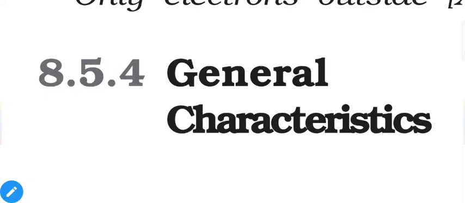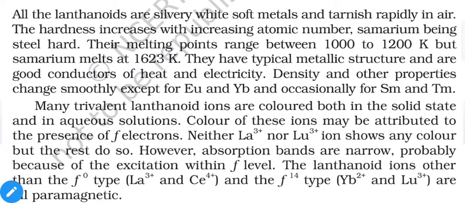Now general characteristics. All the lanthanoids are silvery white soft metals and tarnish rapidly in air. That means the shiny surface will be lost quickly. The hardness increases with increasing atomic number, samarium being steel hard. Their melting points range between 1000 to 1200 Kelvin, but samarium melts at 1623 Kelvin. They have typical metallic structure and are good conductors of heat and electricity.